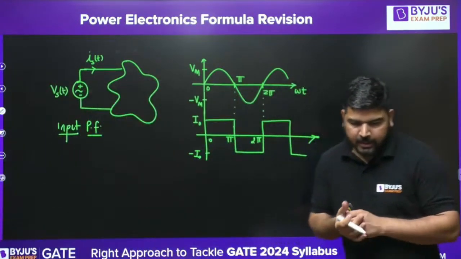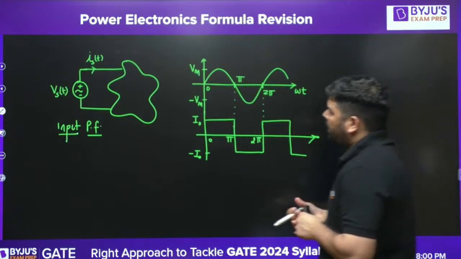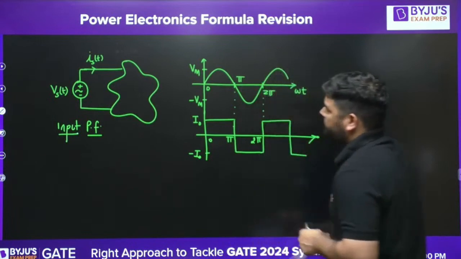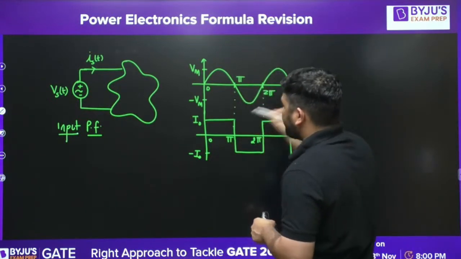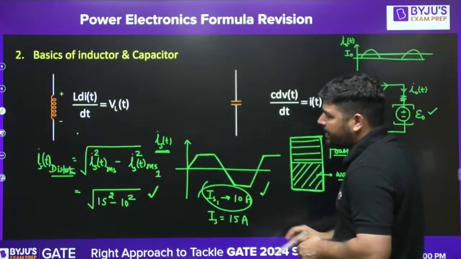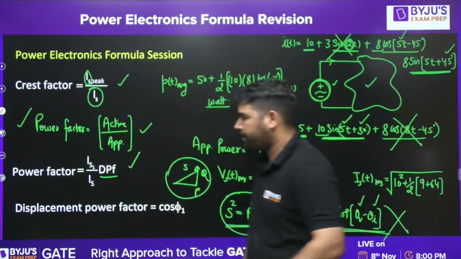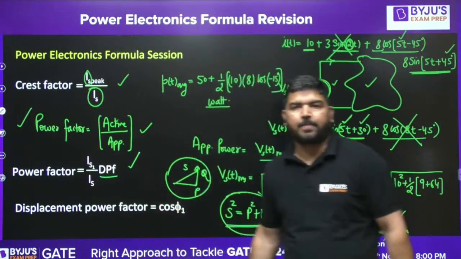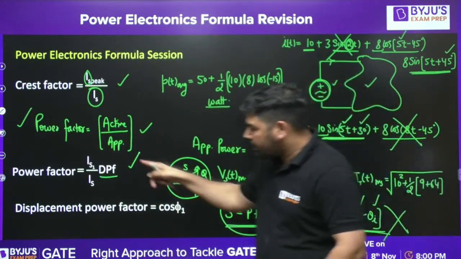Okay, let me tell you guys. Now, since the source voltage is a pure sine wave, and the source current is not a pure sine wave, you can apply this formula. There is no problem at all. If you remember this formula, you can apply it. Otherwise, don't remember this formula.